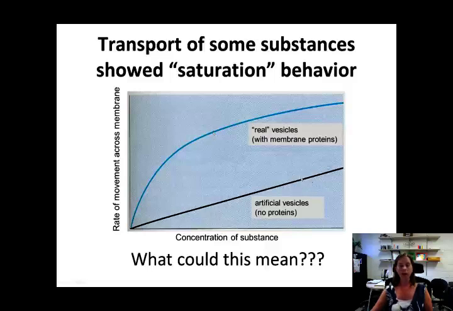So this linear line is showing us the rate of simple diffusion. So this is the characteristic of the substance that depends on its water-oil partition coefficient. However, you may have heard before of facilitated diffusion, and that's what we're seeing in this blue line, where real vesicles have a faster rate of movement across the membrane. So we'll talk about the different components of the cell membrane that contribute to each of these observations.